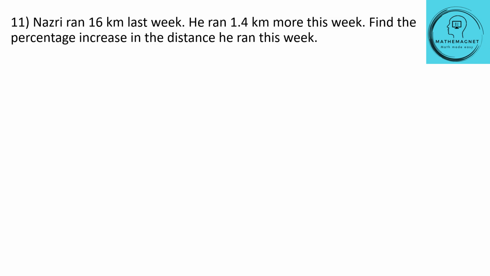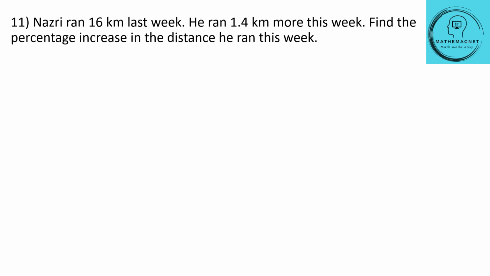Next question, question number 11. Nazri ran 16 kilometers last week. He ran 1.4 kilometers more this week. Find the percentage increase in the distance he ran this week. So we know how many kilometers he ran last week, and this week he has run 1.4 kilometers more compared to last week. Since we are comparing it to last week, last week's value will be your base value. So that becomes your 100%. They are saying he has run more, so that means there's a percentage increase. We need to find by how much percentage he has increased his run this week.